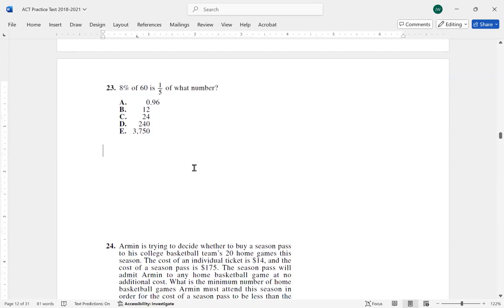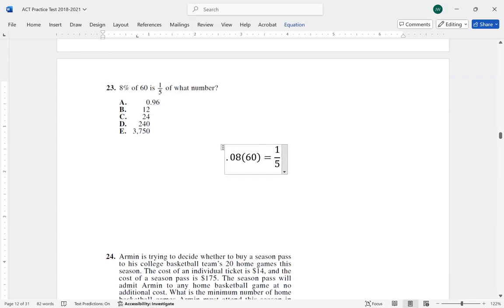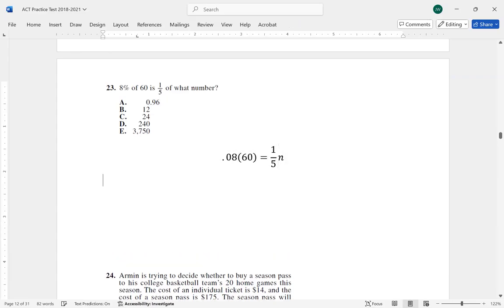Question 23. 8% of 60 is 1/5 of what number? 8% of 60 is 0.08 times 60. That's going to be 1/5 of some number. And so I end up with 0.08 times 60 is equal to 1/5 times whatever that number is. I'll put n for the variable. 0.08 times 60 is 4.8.